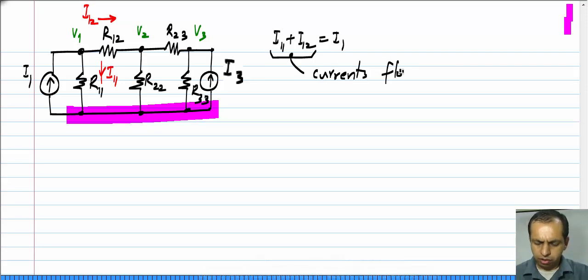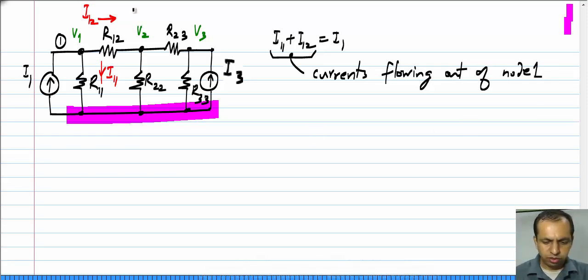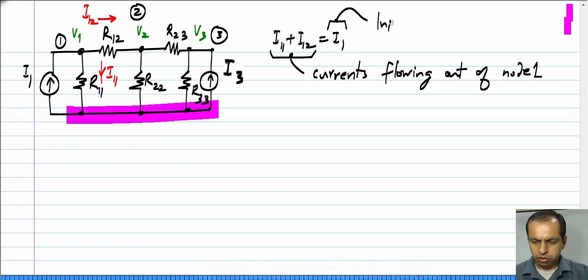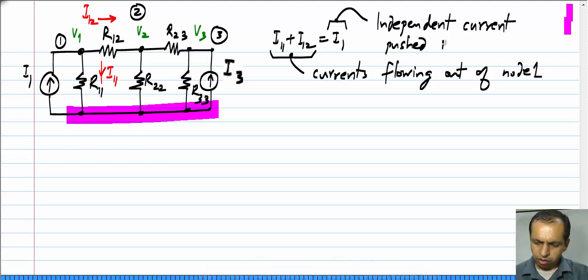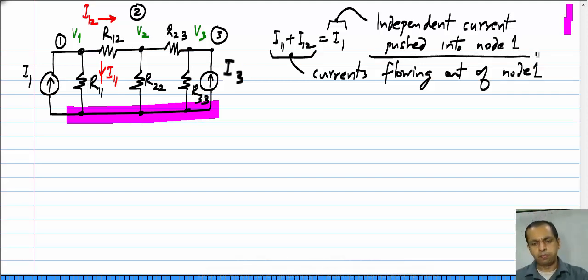currents flowing out of node 1. This is node 1, this is node 2, this is node 3, and this is the independent current pushed into node 1. Okay.